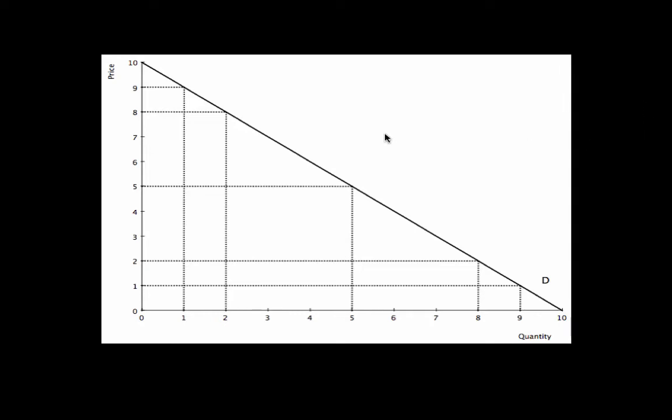Okay, so I have a demand curve here, just a standard straight line demand curve, and I made it so that it goes from a price of 10 down to a quantity of 10, so it's nice and symmetric. It doesn't have to be, but this will just make it easier to work with some of these numbers.